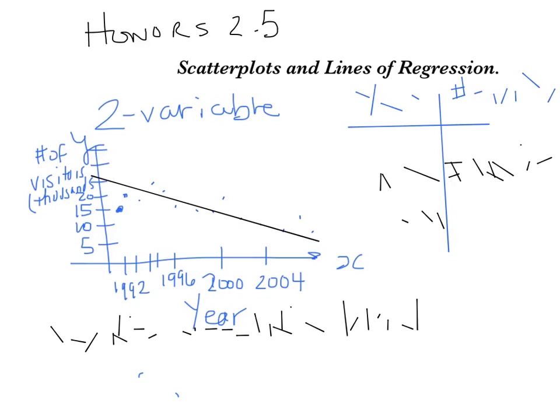So correlations can be negative, positive, or none. So I'll have to show you some examples of that. The other thing you tell me with a correlation is it could be weak or strong. So if there is a correlation, negative or positive, is it a weak or a strong correlation? And that's simply describing how tightly clustered the data is around the line.